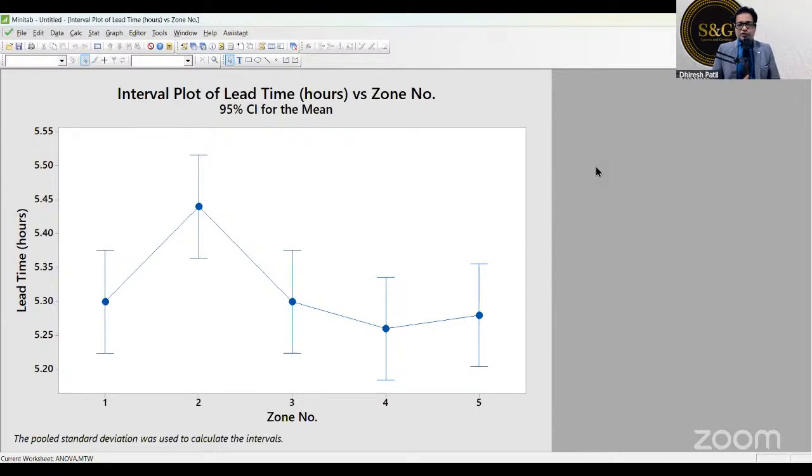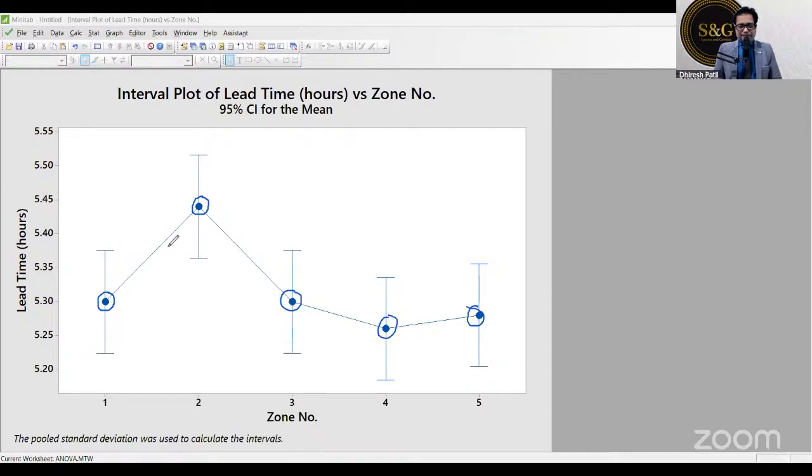Yeah, what is the inference? What have you understood from this graph? This is zone 1, zone 2, zone 3. The center dot is the average, right? So for this one, this is 5.3. Then this is 5.4, very close to 4.5. Then again, this is 5.3, this is 5.28, and this is 5.29. What have you observed?